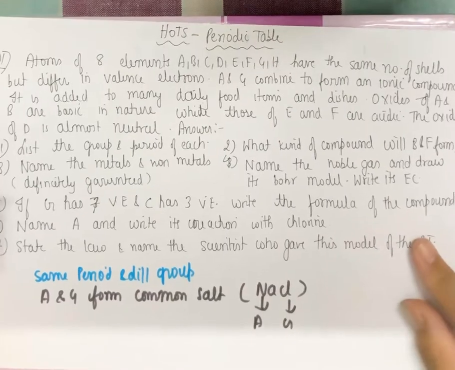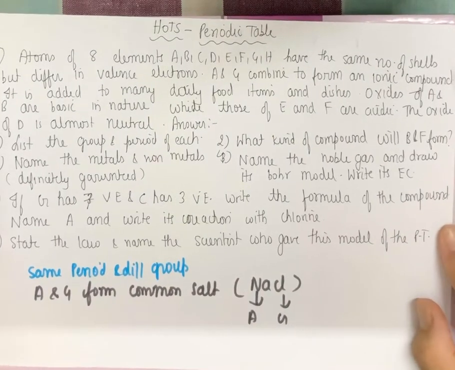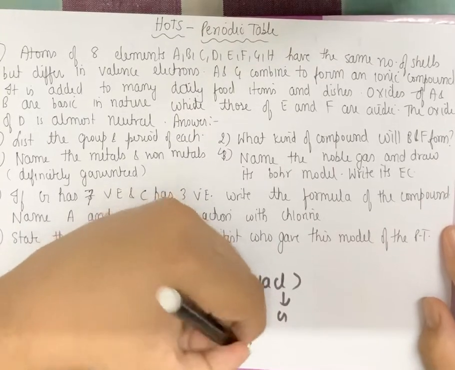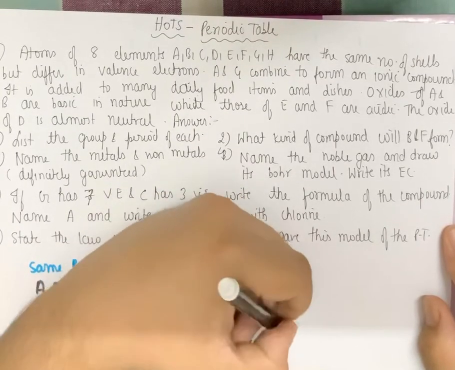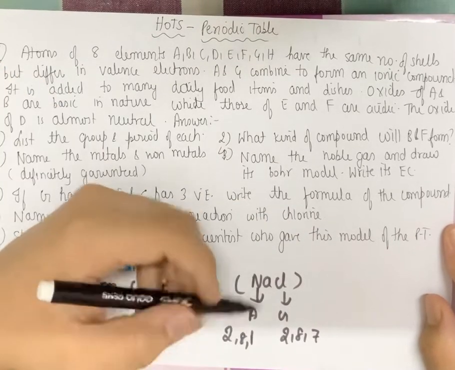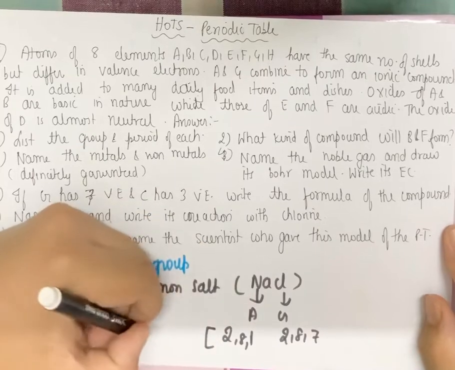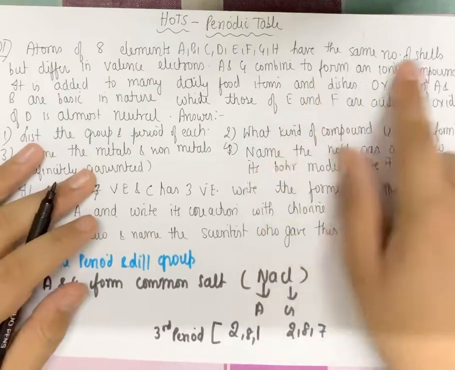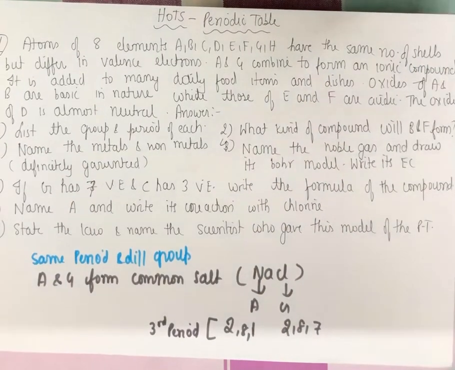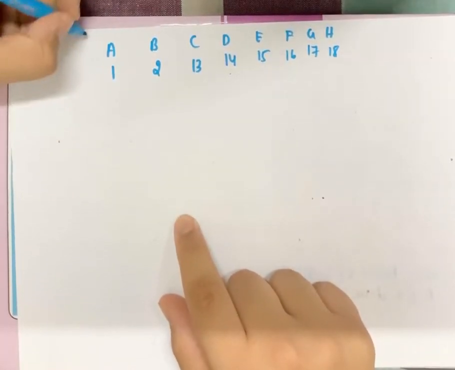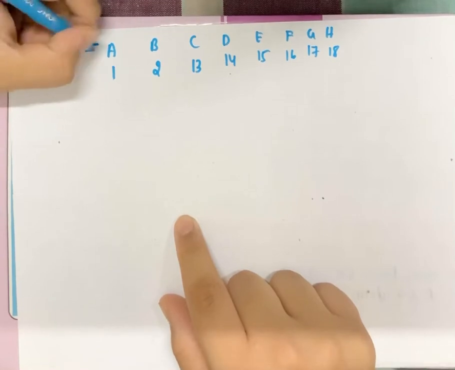Now Na has atomic number 11, so its electronic configuration is 2, 8, 1 in the K, L, M shells, and Cl has configuration 2, 8, 7 because its atomic number is 17. What are the periods of both? They have 3 shells, so it is the third period. And from the question it is clear that all of them have the same number of shells. That means the period of all of them is the third period. So this is the first part, third period.